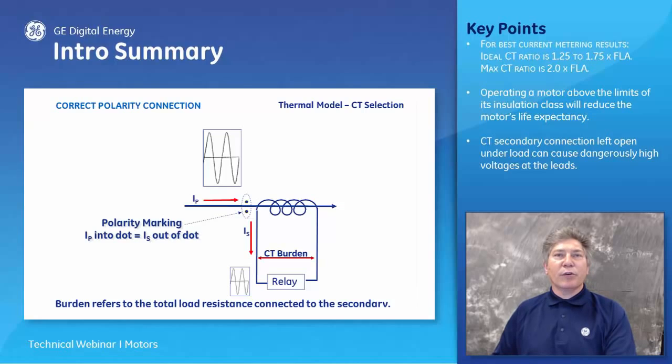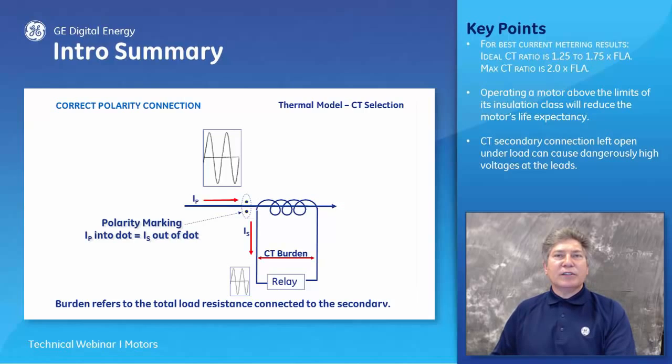Let's review the burden. Burden is a term used in protective relaying which refers to the total load resistance connected to the secondary. The burden or total CT secondary circuit resistance must be very low in order to ensure that the CT produces an accurately scaled replica of the primary current and be able to protect the circuit properly.